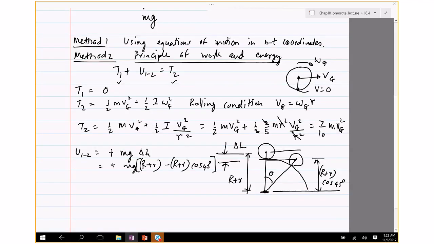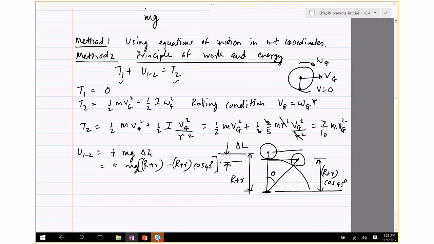Okay. I have a question. Is the normal force going to do work at 45 degrees here? Yeah.